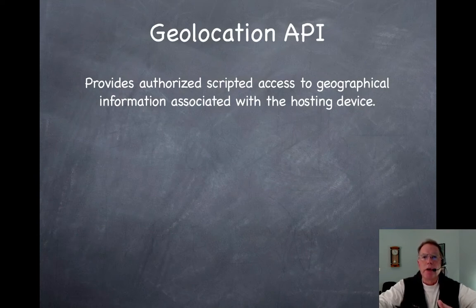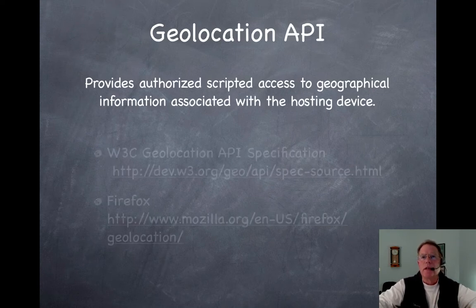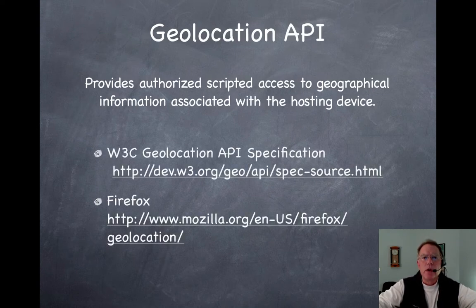You might want to have a button that somebody clicks to denote a particular location when they say arrive at a service location or something like that. The spec is drawn up by the W3C. You can look at the Geolocation API at this website here. Mozilla's got a nice document on geolocation also.